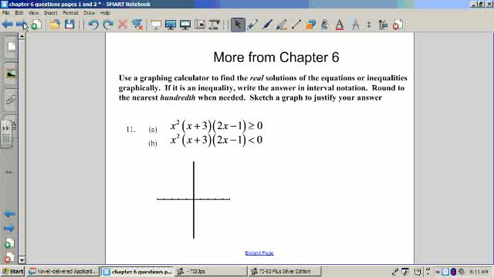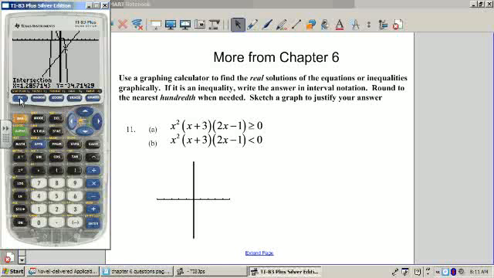One more. Let's use a graphing calculator to find the real solutions for this. I don't know that I really needed to use a graphing calculator, but I will anyway. Okay, so let's bring the calculator back up. Go to my y equals. I'm going to clear both of these out.